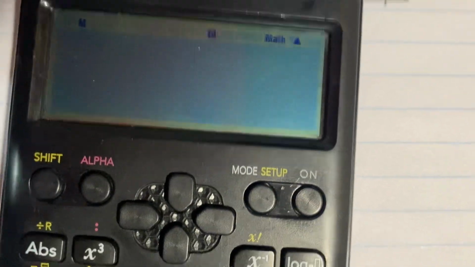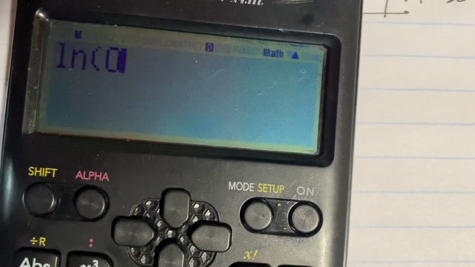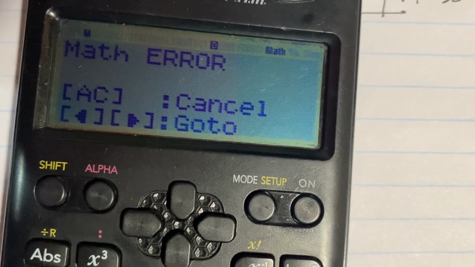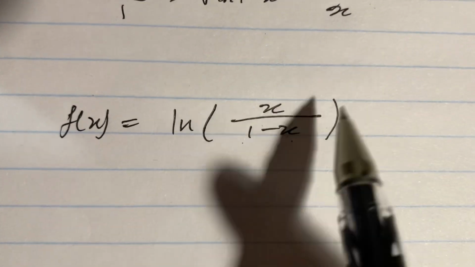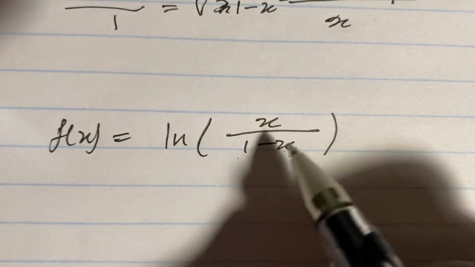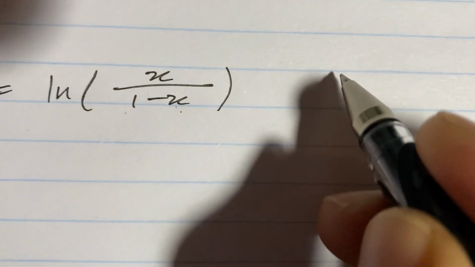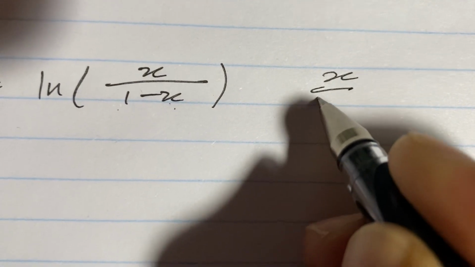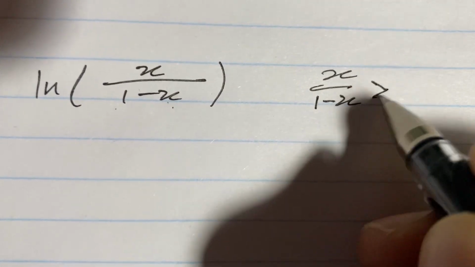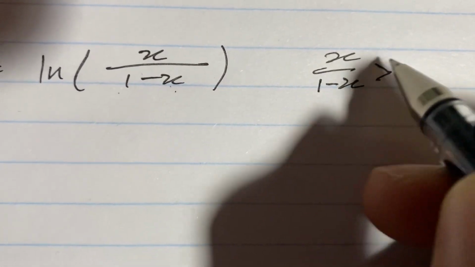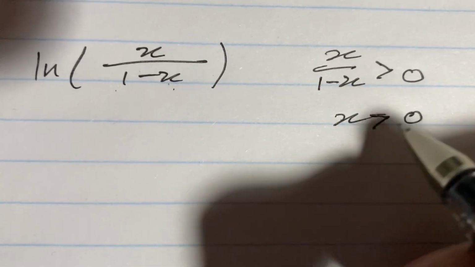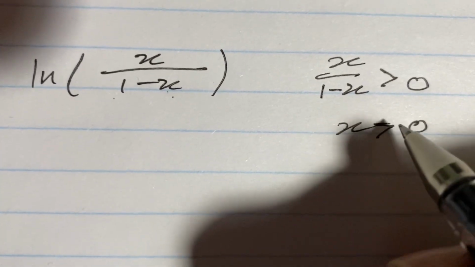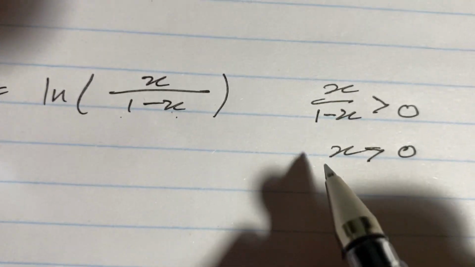So what about ln of 0? That also gives you a math error, so that you have known now. Now we look for values where this thing is greater than 0. So we say x over 1 minus x greater than 0. Cross multiply, you have x greater than 0. So it says greater than 0 and it cannot be 1.